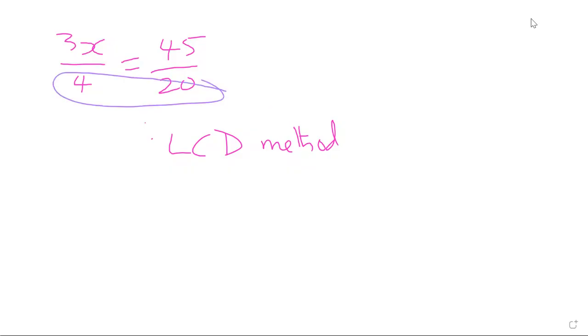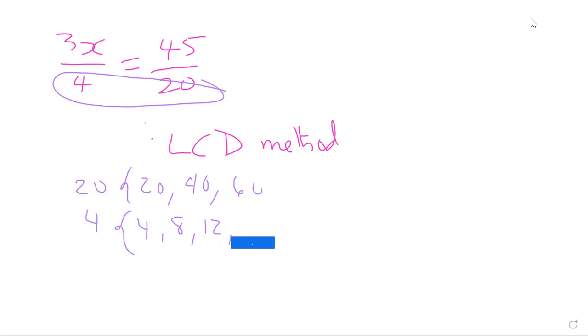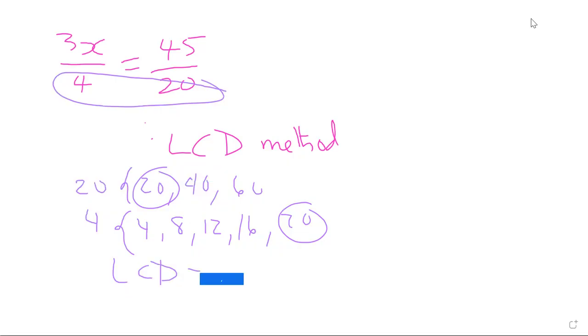Now, the LCD for 4 and 20 is going to be 20 because 4 is a factor of 20. So 20 is going to be the LCD. So I've got 20 here and then I've got 20 there. So LCD is 20.